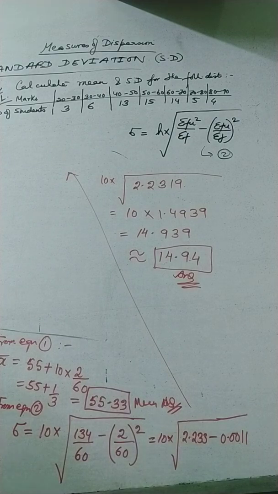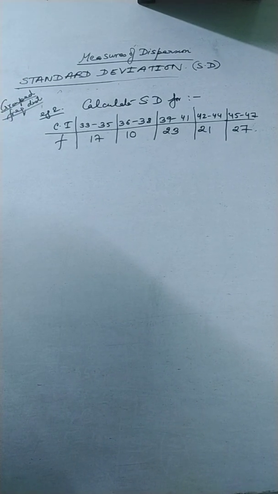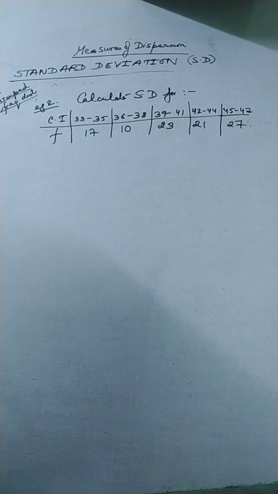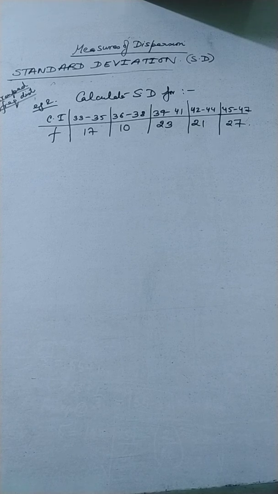That is example number 2. This is the next question, already written over here. The question gives you the class intervals and the corresponding frequencies directly. Notice class intervals are not continuous. Class intervals are 33 to 35, 36 to 38, 39 to 41, 42 to 44, and 45 to 47. Frequencies are 17, 10, 23, 21 and 27.